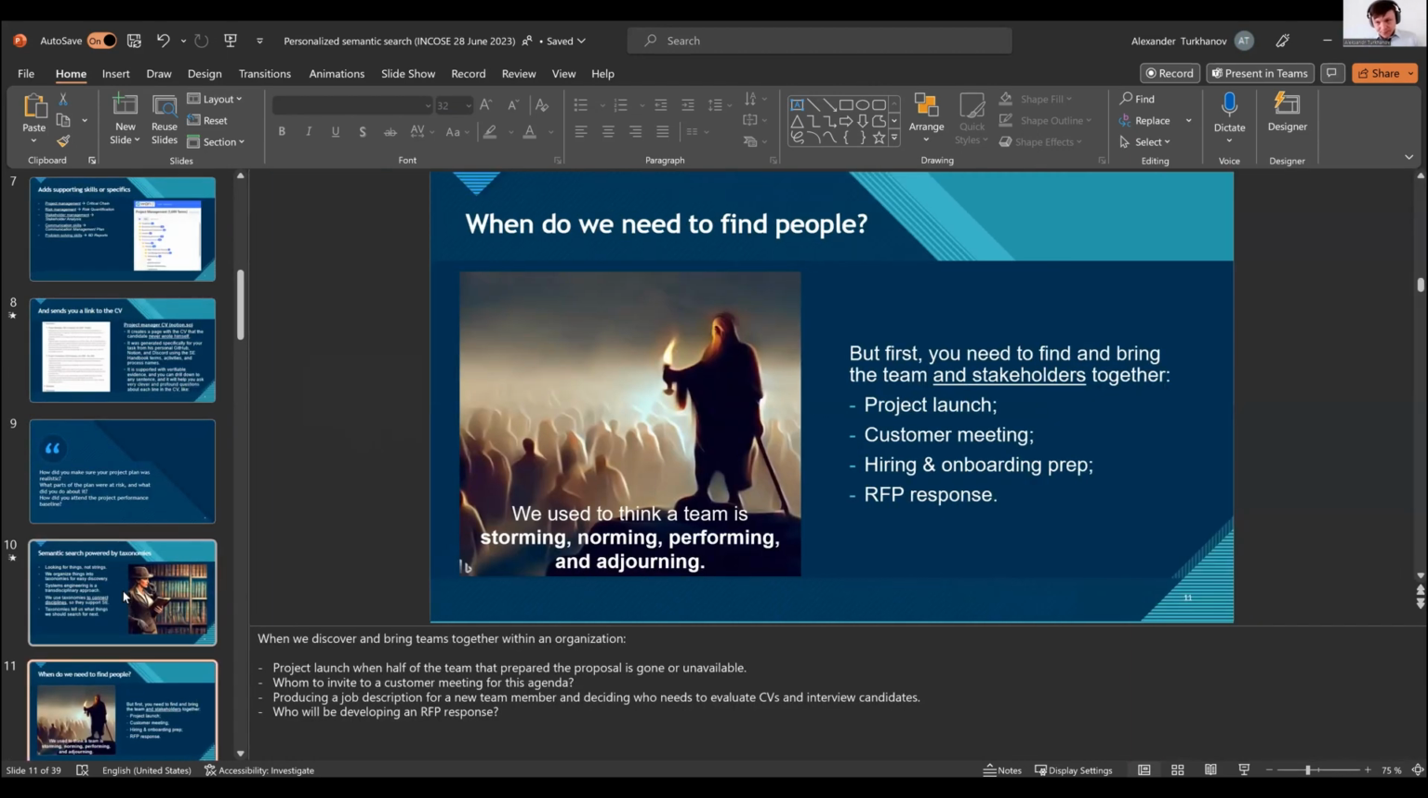And they often say to us, okay, how do we look? So the team is going through storming, norming, performing, and adjourning. But actually, before they start even storming, arguing about something, we need to bring them together. And we need not only the team, we also need stakeholders. And we need that very often. As systems engineers, we need to solve that task very often.